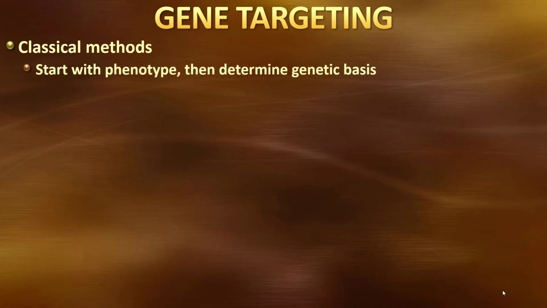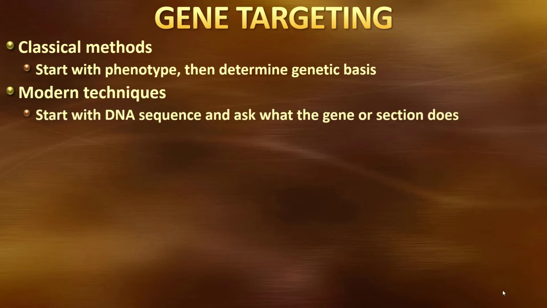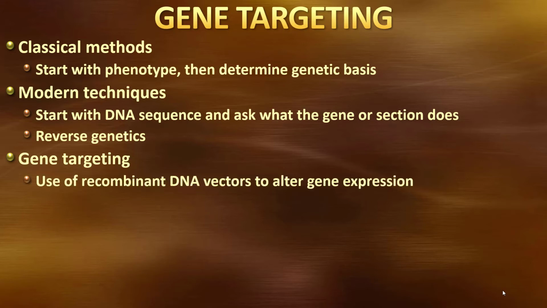One aspect of genetic engineering is gene targeting. Some of the classical methods for studying individual genes, which is what we're doing in gene targeting, is to start off with a phenotype and then ask what is the genetic basis of this particular phenotype. More modern techniques kind of go in reverse of this. They start with a DNA sequence and then ask, what does this section of DNA or this particular gene do? This is sometimes referred to as reverse genetics. In gene targeting, we take a recombinant DNA vector to alter gene expression.